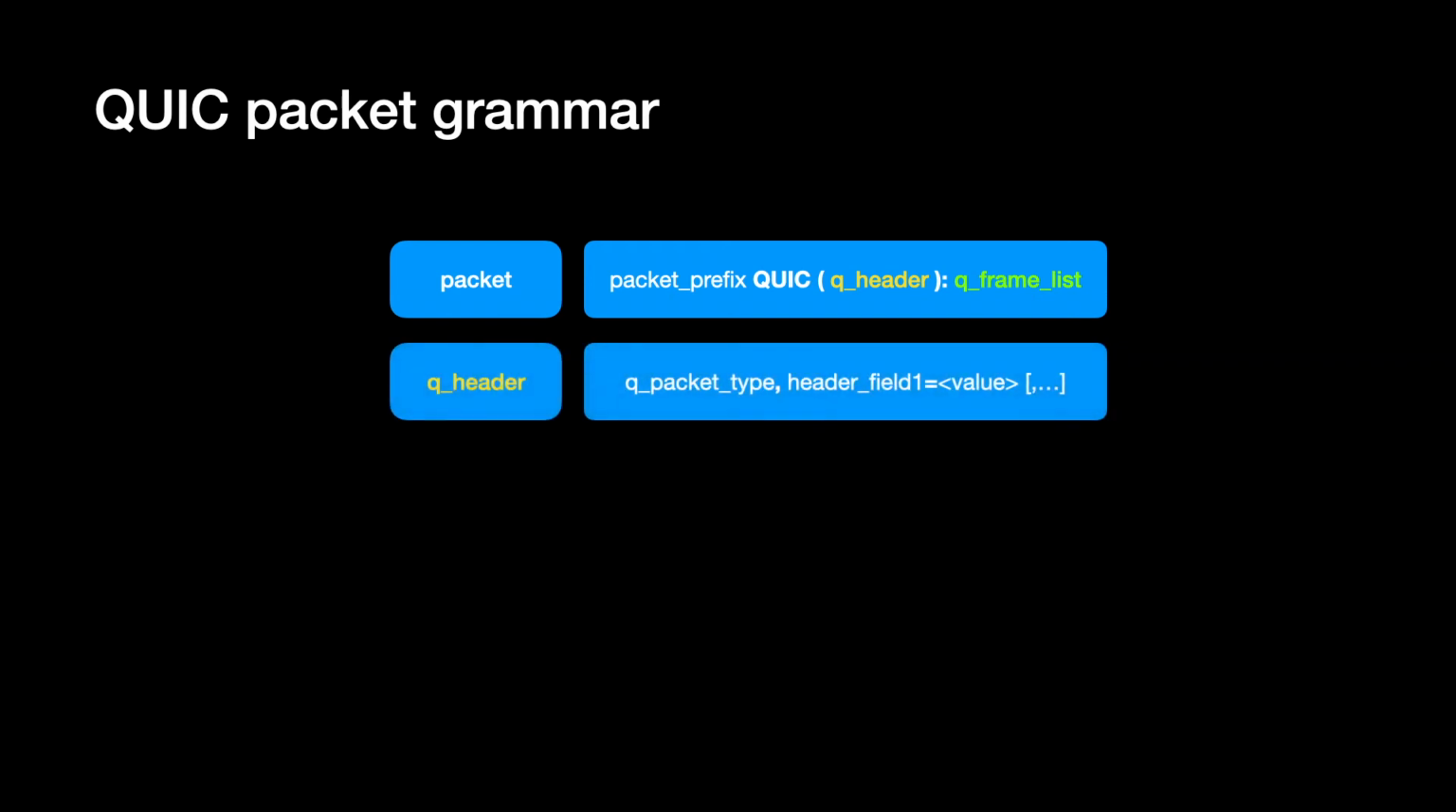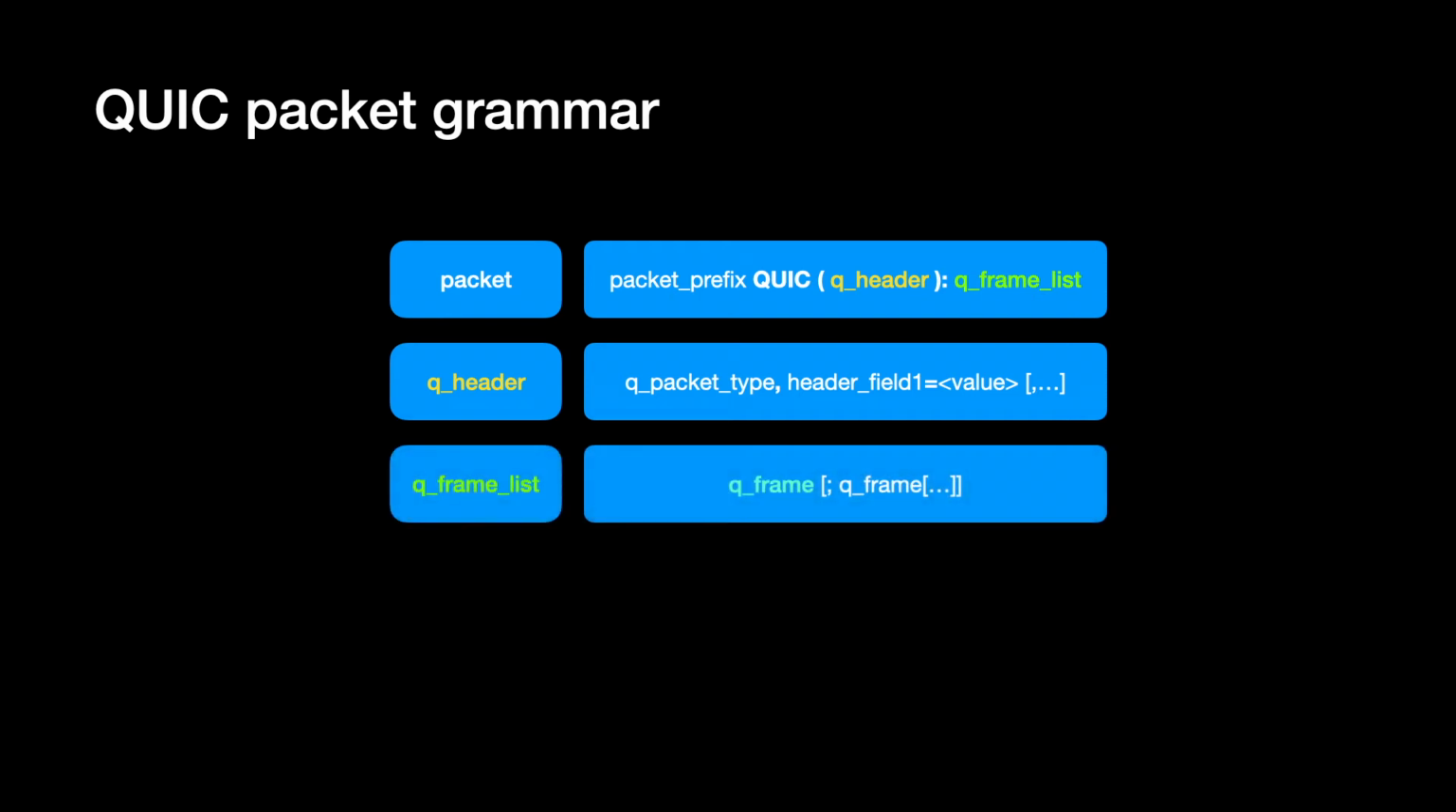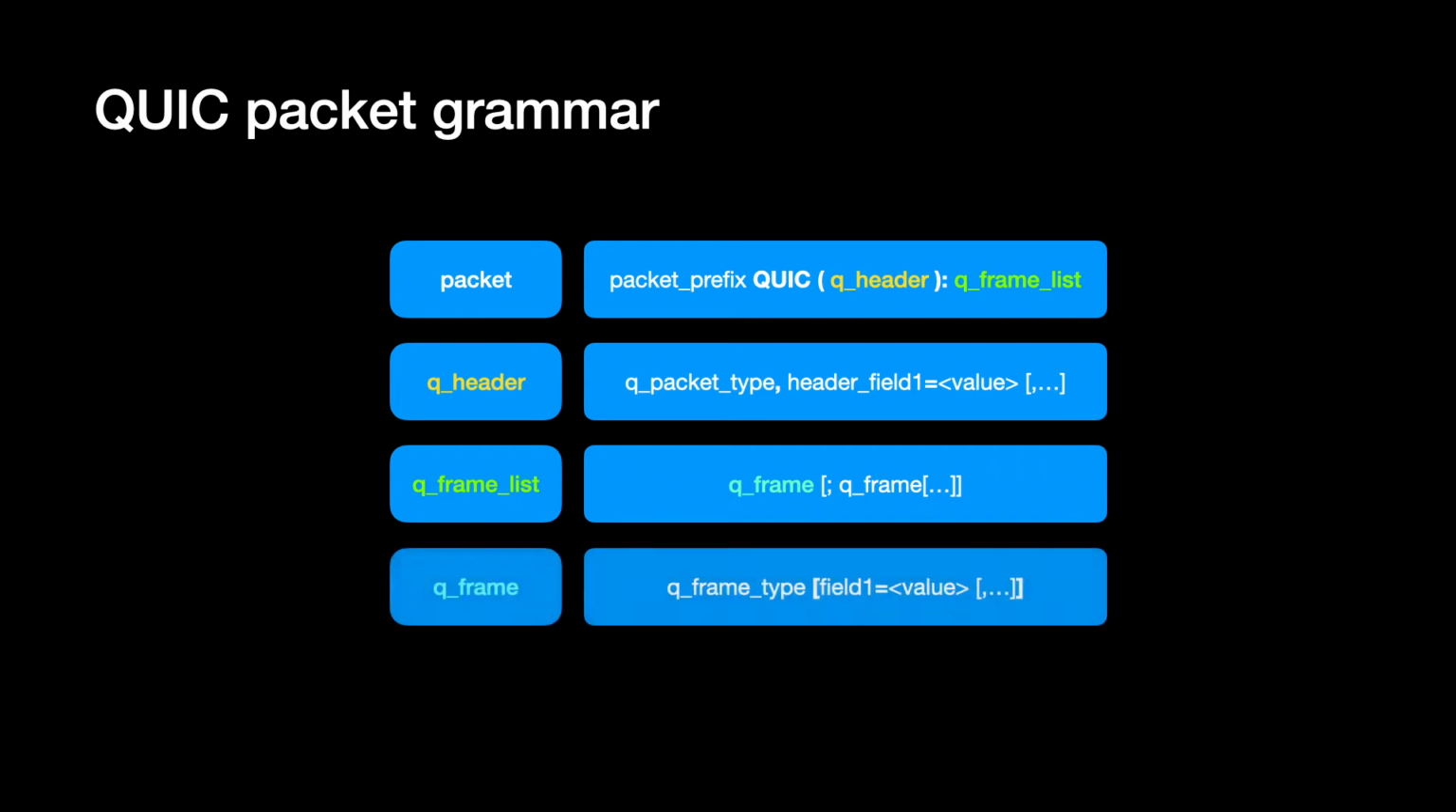The QUIC header allows you to specify the QUIC packet type and other header fields such as connection IDs, packet number, etc. After the header, we have a list of QUIC frames. A QUIC frame is denoted by the frame type, for example crypto frame, and its associated fields. Let's take an example to understand the QUIC packet grammar.